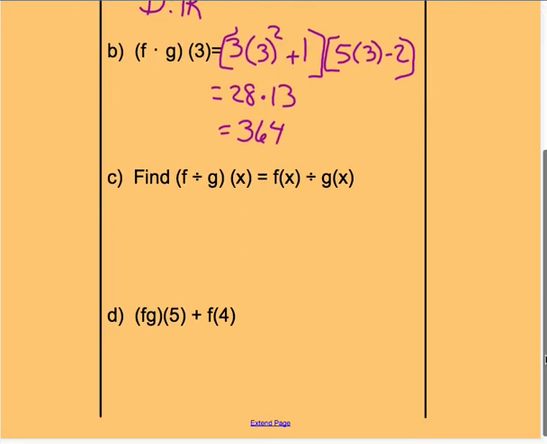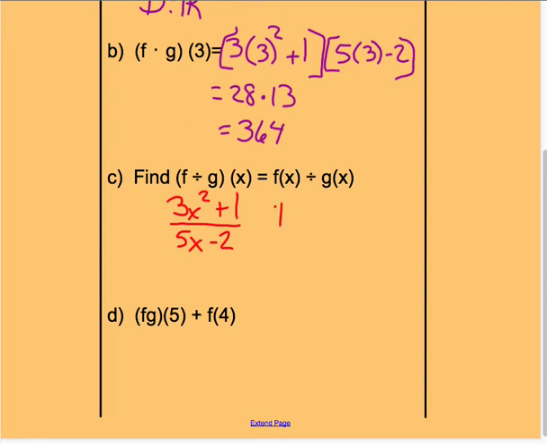All right, so part C is asking us to divide the functions. So we're going to take our f function, which was 3x squared plus 1, and divide it by the g function, which was 5x minus 2. Typically, when you get a function divided by a function, you will factor and cancel any common factors. However, in this case, neither our numerator or denominator factor, so this is it.